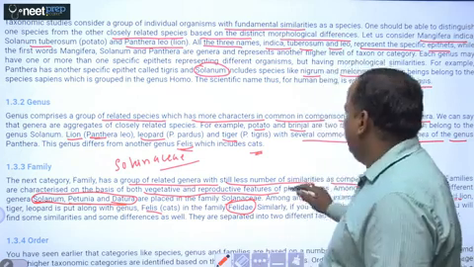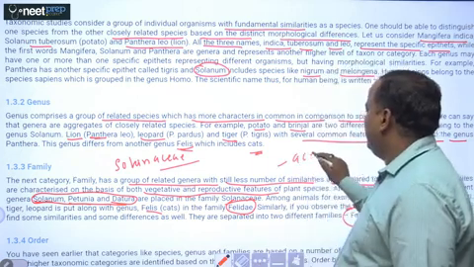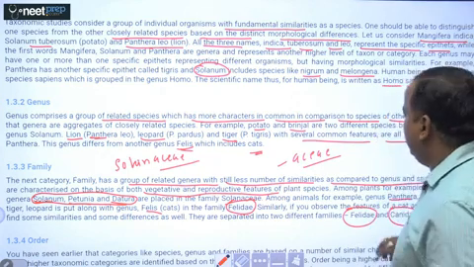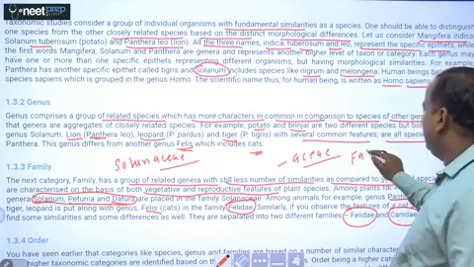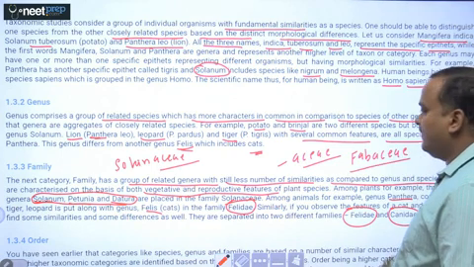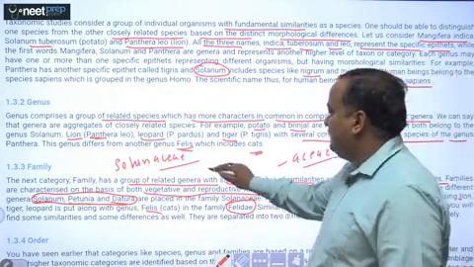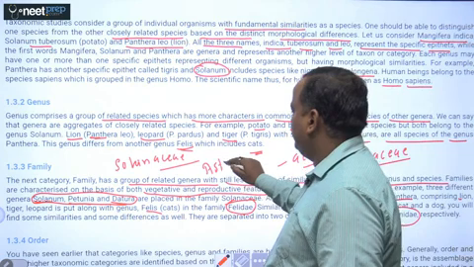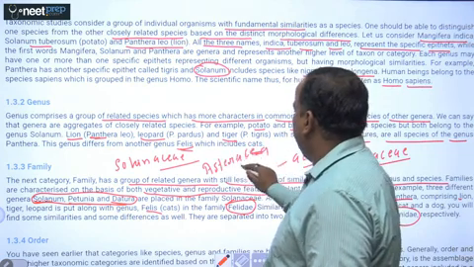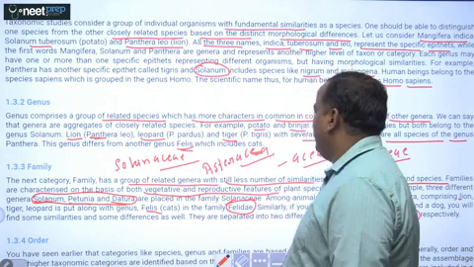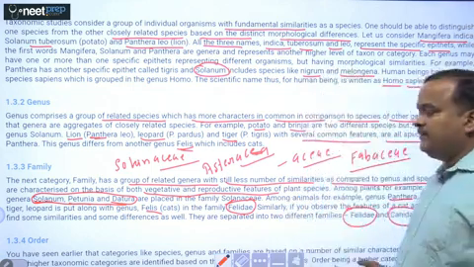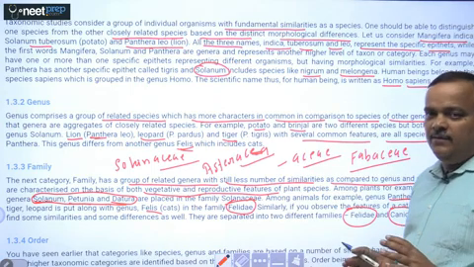Now, one point which is not explicit in NCERT but you must know: the name of a family in case of plants always ends with -aceae, like Solanaceae, then Fabaceae, then Asteraceae. So everywhere the name always ends with -aceae. This is a feature of the name of a family.